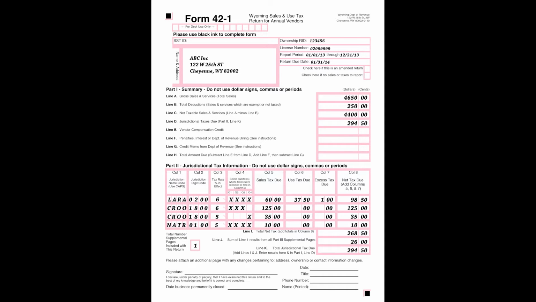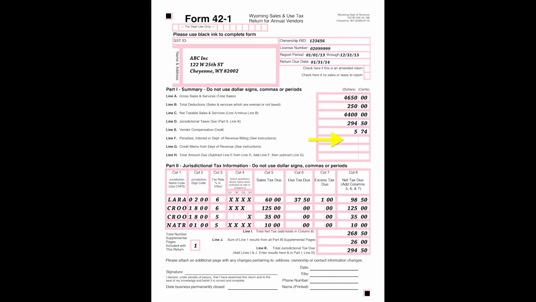So in this case, the vendor is filing and paying the return by the 15th of the month and is eligible for the credit. Since they have $294.50 owing in sales tax, they will multiply that amount by 0.0195. This would equal $5.74, and that would be entered into line E.